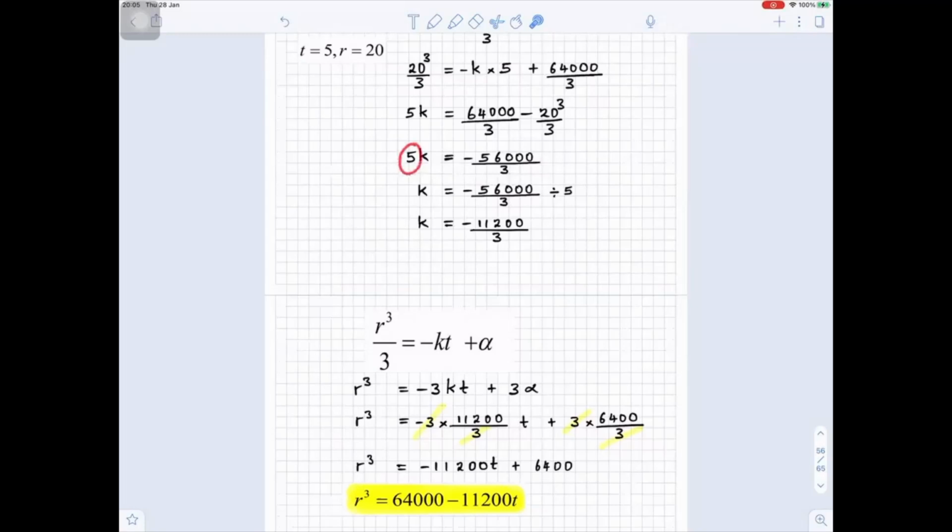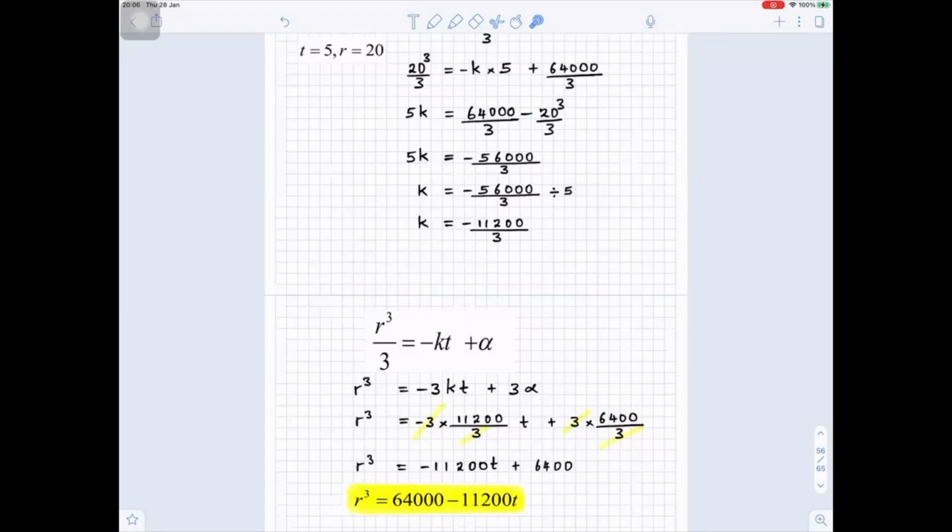Now it's times 5, you take it to the right, it becomes divide by 5. And that will give k to be minus 11,200 divided by 3. So that's your k. So r cubed over 3 equals minus kt plus alpha. We multiply each of them by 3, so this will cross out, and you're left with r cubed equals minus 3kt plus 3 alpha.